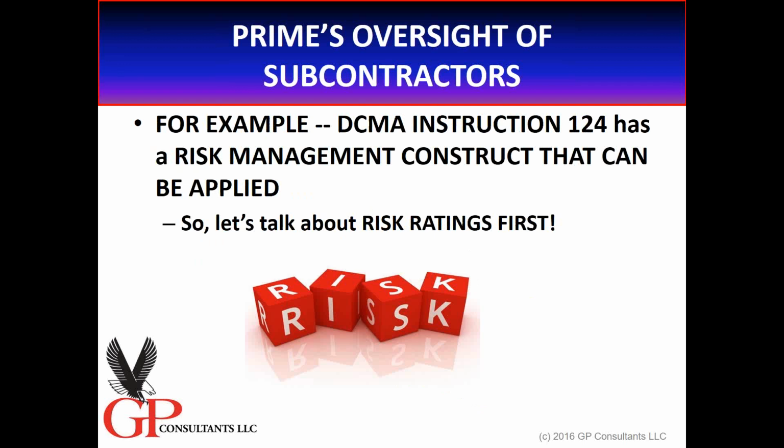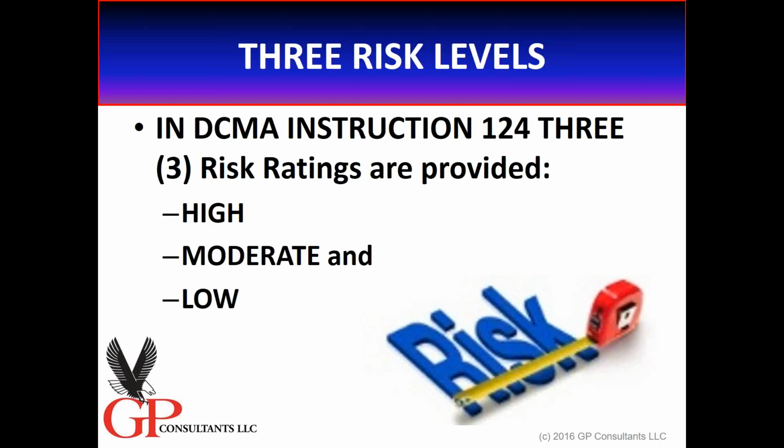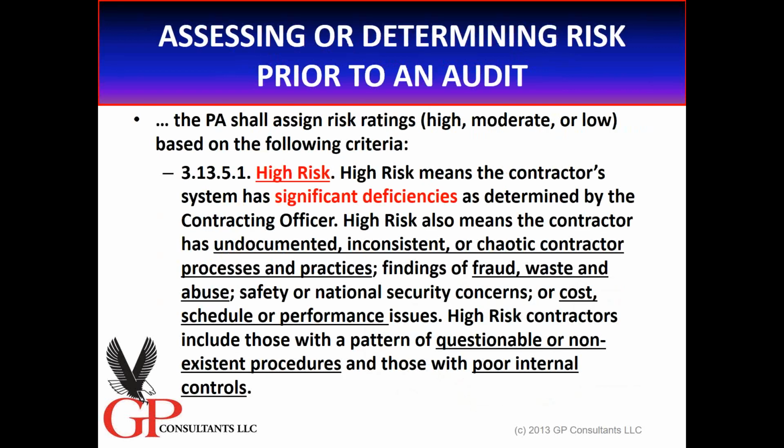DCMA, many of you are under DCMA. I would encourage you to search out DCMA Instruction 124. That's all you need to Google. DCMA Instruction 124. It has a risk management construct that can be applied. Really, Doug? Yeah. They provide 3 risk ratings: high, moderate, and low. Well, what does this mean? Here's the way they provide this typology, this risk typology.